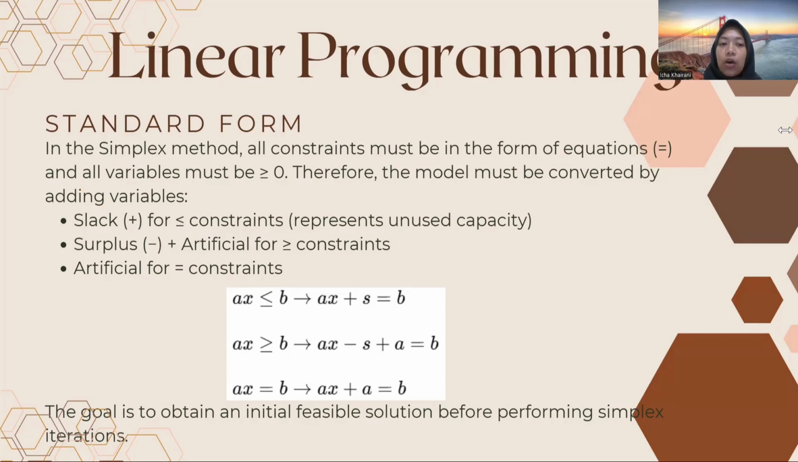First, the slack, or positive S, for less than or equal to constraints represents unused capacity. The surplus, or negative S plus artificial, for more than or equal to constraints. Next, the artificial for equal constraints. The goal is to obtain an initial feasible solution before performing simplex iteration. We can see it like this.